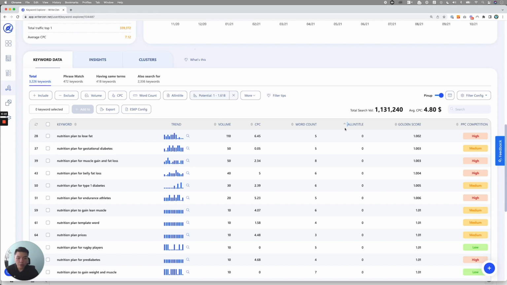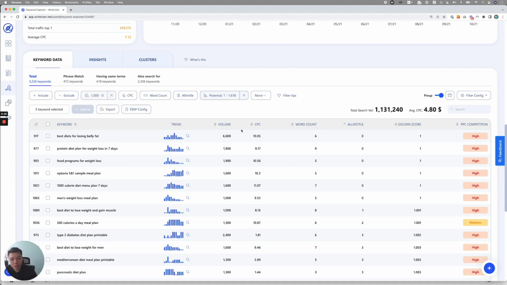You can also do a quick volume filter and say minimum volume of 1000, and click apply, and there it is. You'll see the keyword protein diet plan for weight loss in 7 days, and it has volume of 1009, ON title 0. A really specific keyword, very highly targeted, and yet not many people know about it yet. Look at how many people are searching for this keyword, and yet not many competitors know about it and are targeting it. So these are the keywords that belong to the Candyland Zone.